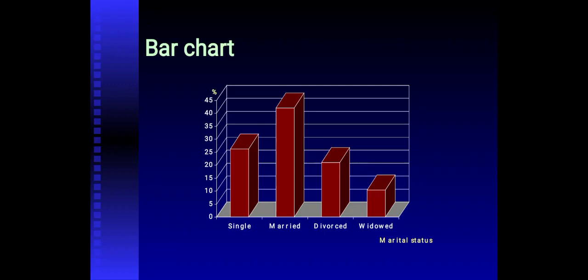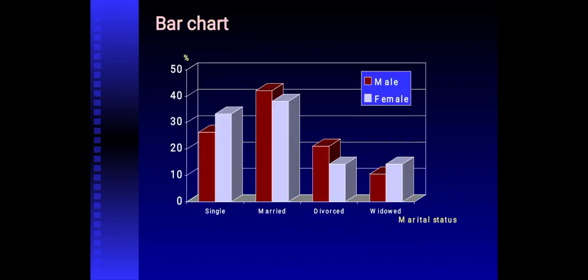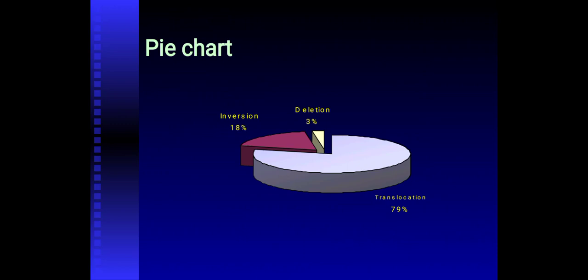This is a bar chart. A two-dimensional view of the histogram is called a bar chart. This is another type of bar chart. This is a pie chart.